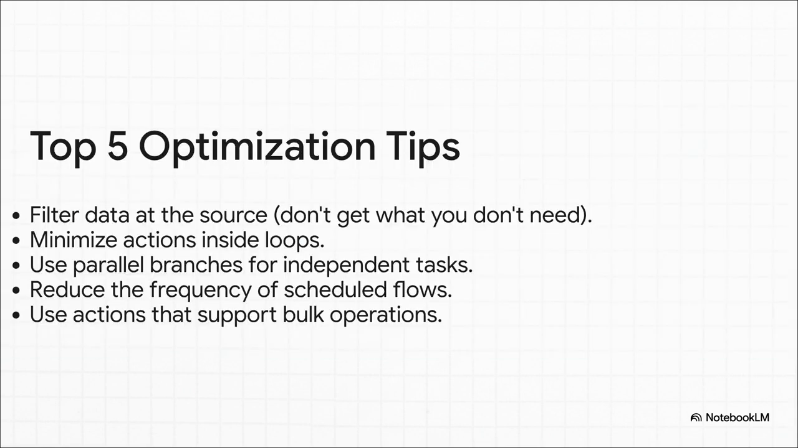So, if an interviewer hits you with, how would you optimize a slow flow, this slide is basically your cheat sheet. And if you only remember one thing, make it this. Filter your data at the source. Don't pull down 10,000 records from SharePoint if you only need 10 of them. Do the filtering right in the Get Items action itself. Beyond that, keep your loops as lean as possible, use those parallel branches we talked about, and don't run a scheduled flow every minute if once an hour is good enough.